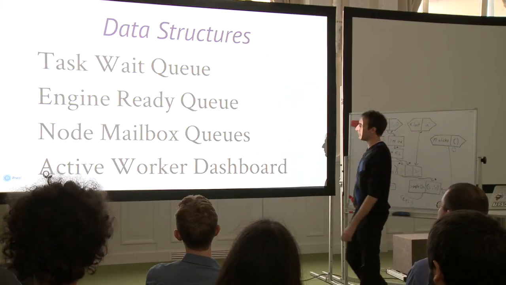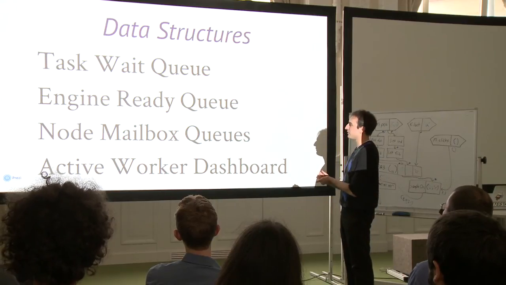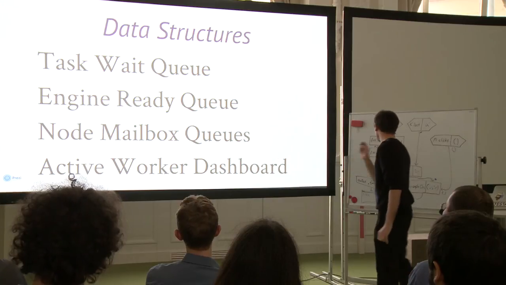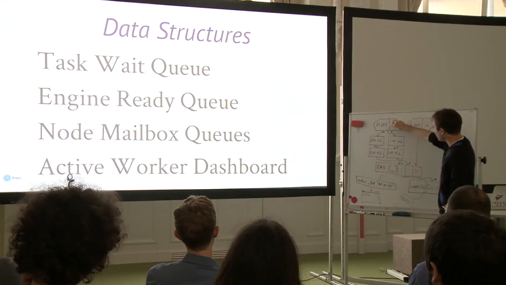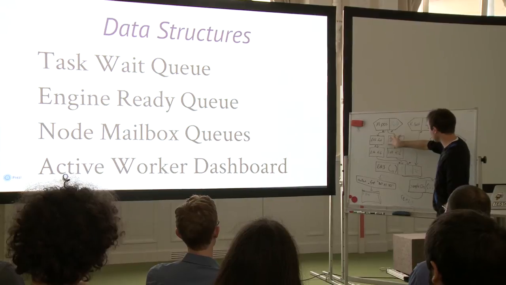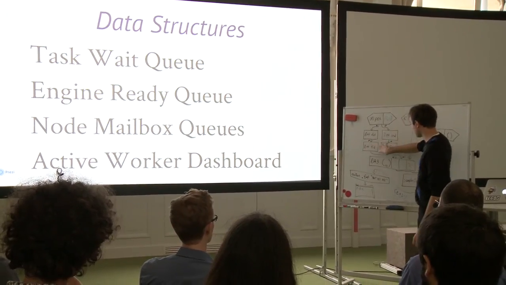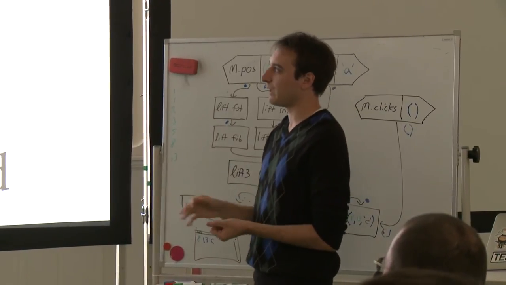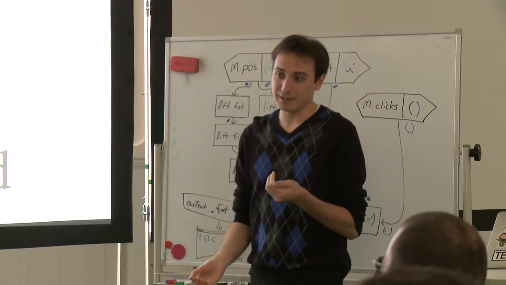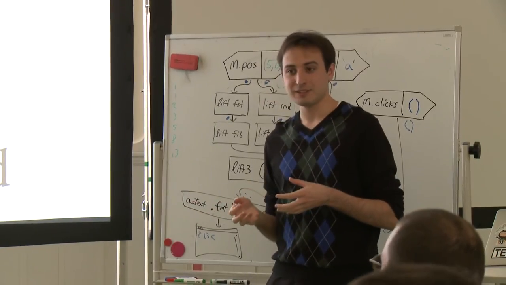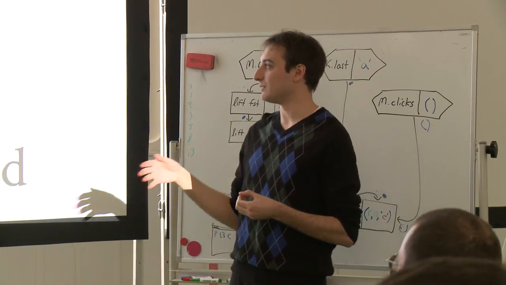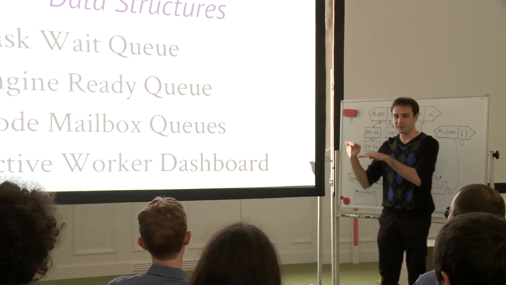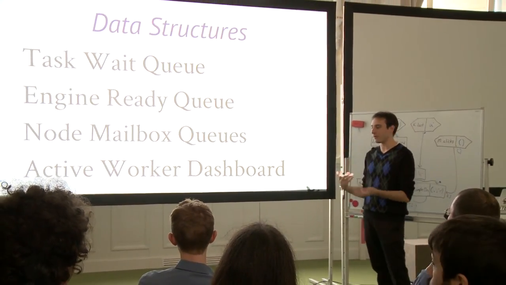So what's involved here? We have a couple of different data structures that are important to make all of this work. The first one is the task wait queue. That basically says, whenever a change message comes in, oh, we need to apply this function, oh, we need to apply this function, and if our engines are busy, we'll put things on the task wait queue. Similarly, if we've run out of things to do, the engines can say, oh, I'm ready, you can give me work later. And so usually only one of these will be non-zero, depending on what's going on in your system.